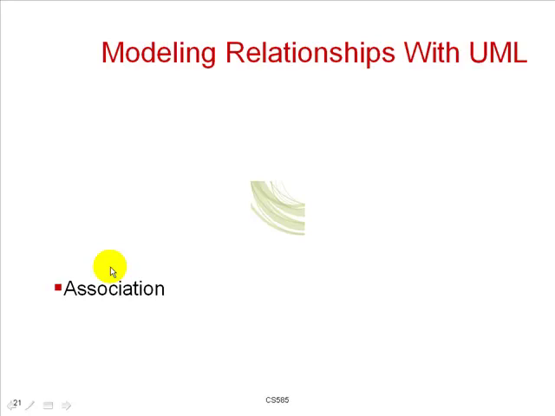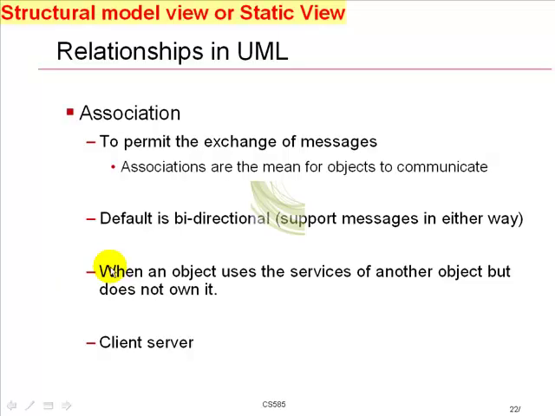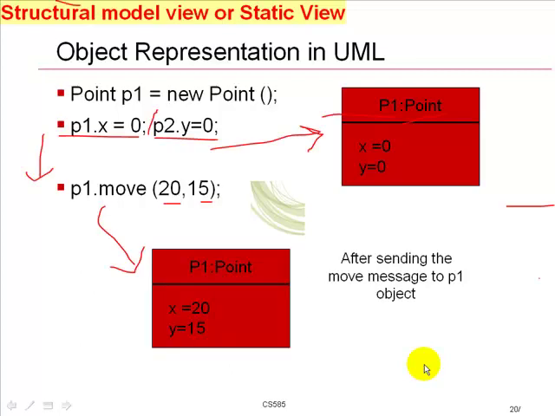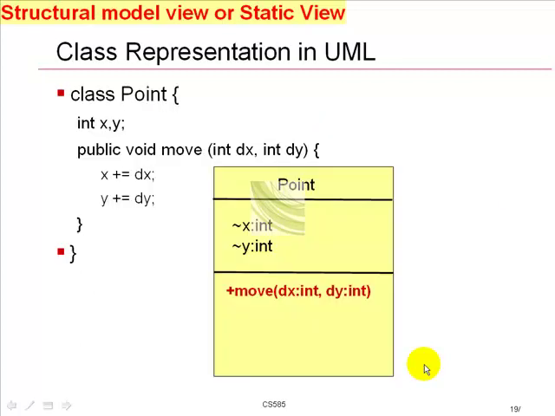Now, one of the most important aspects in class diagrams is relationships. Relationships are referred to as associations in UML. Associations are a must-have in UML for two or more classes to communicate. No two classes can send messages to one another without an association between them.